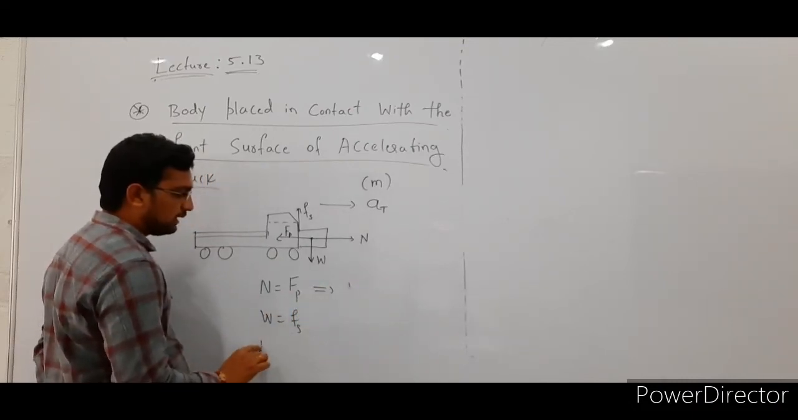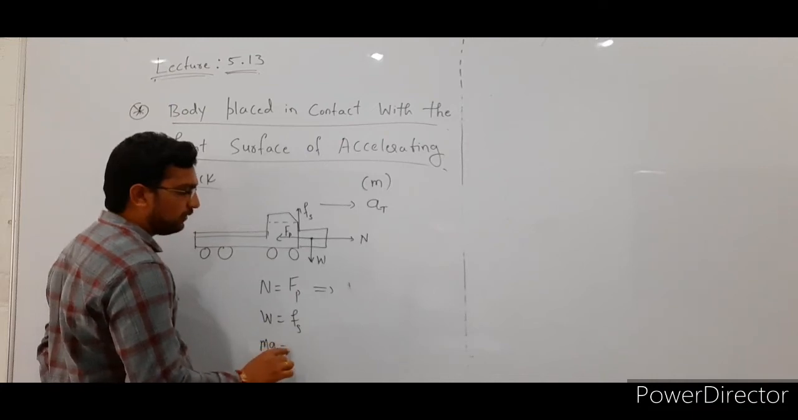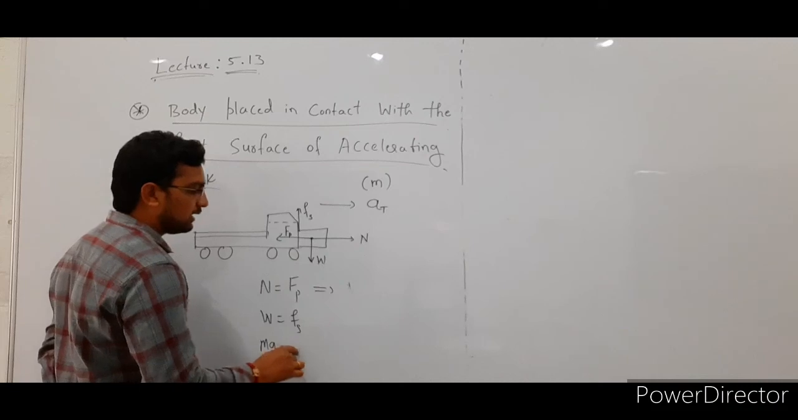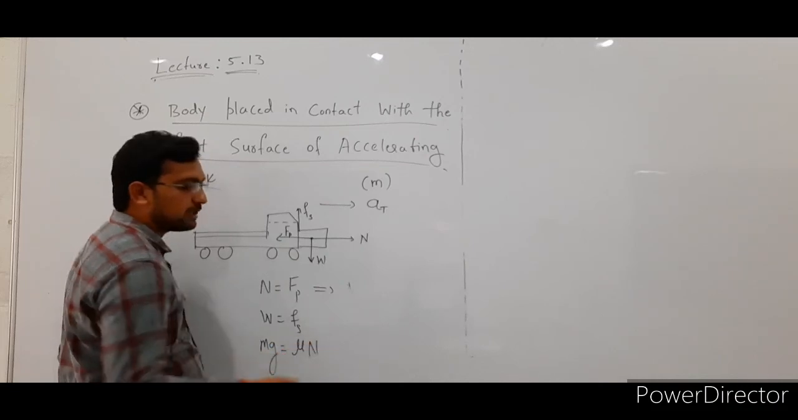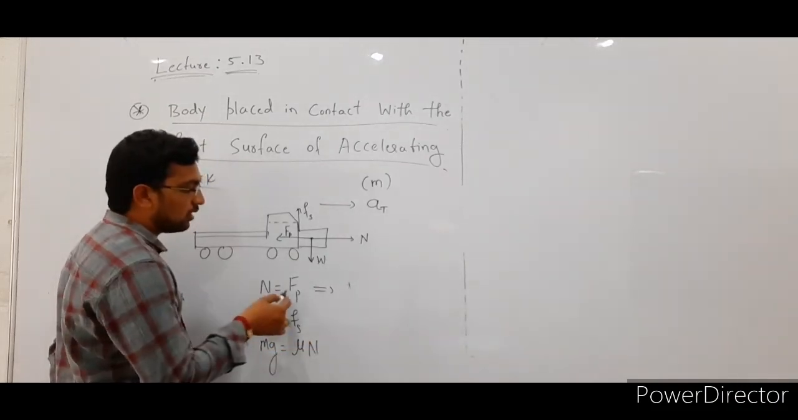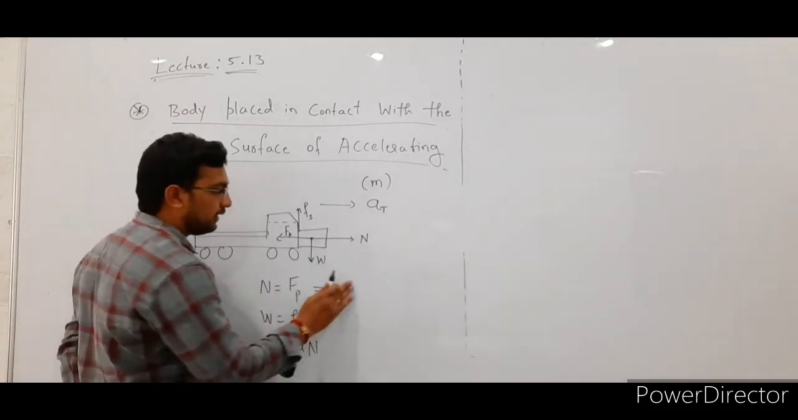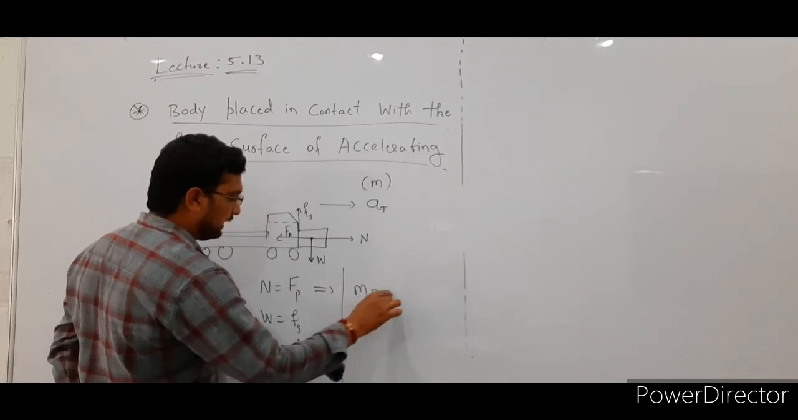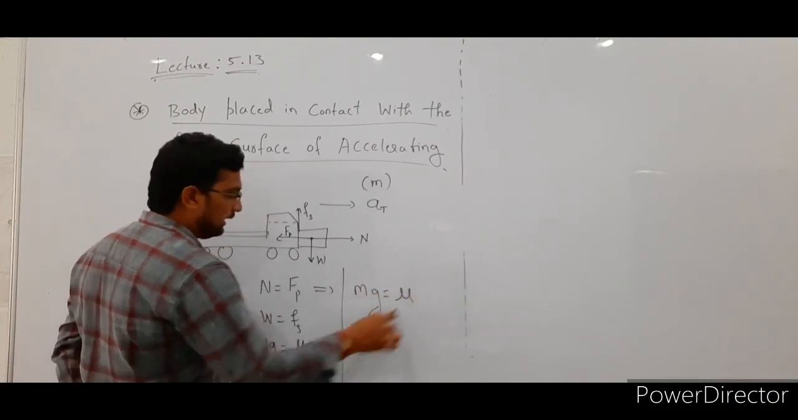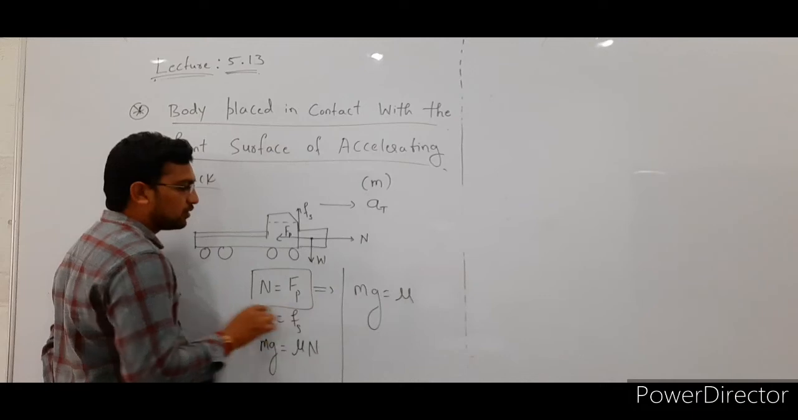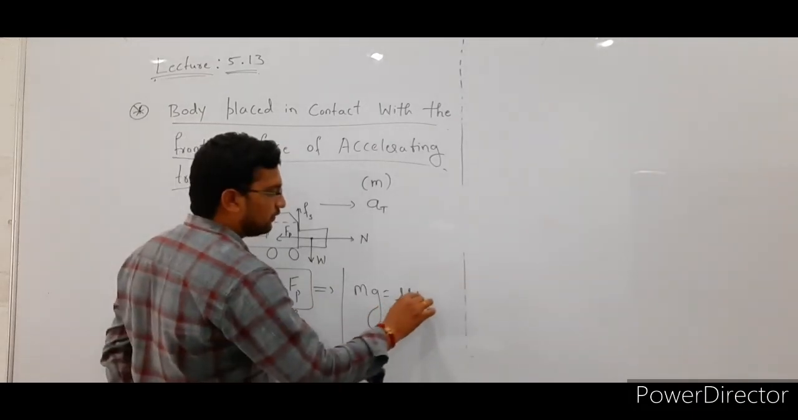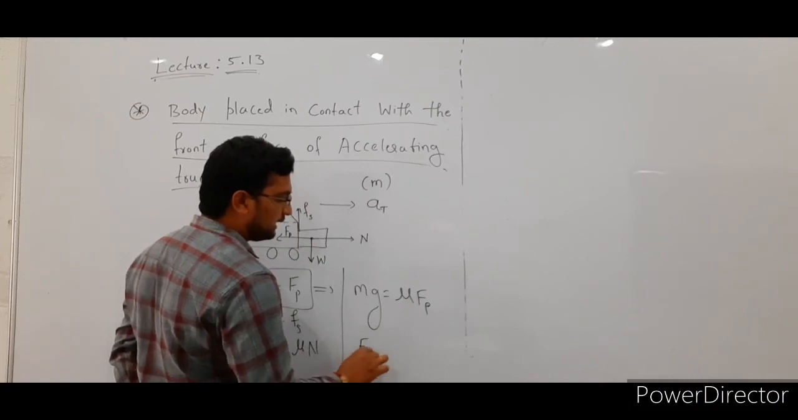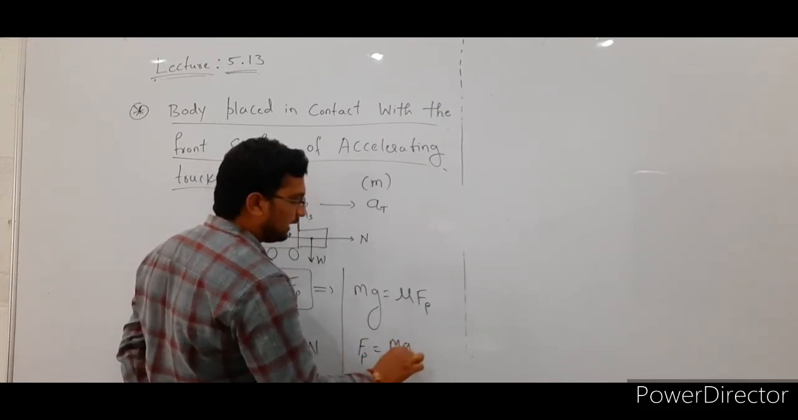So then weight is nothing but the product of mass into acceleration due to gravity, that is equal to F suffix S, that is static friction, that is mu into N. Here what is the normal reaction value? That is F suffix P, right? So mg is equal to mu into N. Here the N value is the pseudo force, that is F suffix P. So from this one, pseudo force is equal to mg divided by mu.